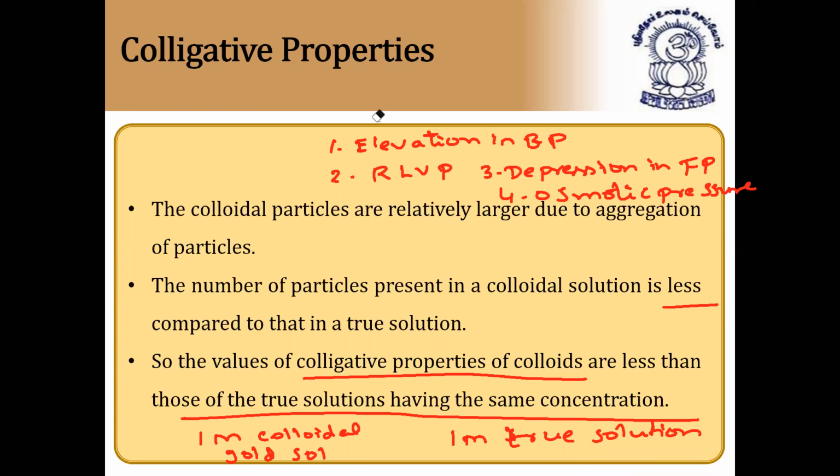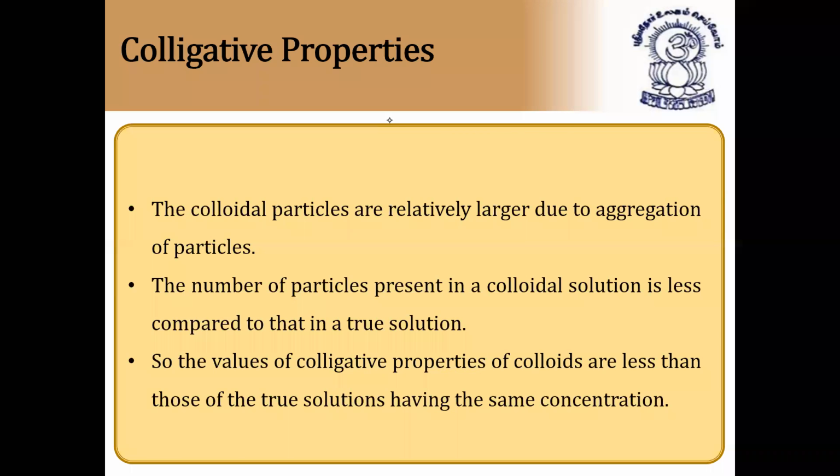Even if you take a true solution of gold salt and a colloidal solution of gold having the same molarity, the colligative properties of the colloid are less when compared to those of the true solution. I hope it is clear. See why it is happening: the number of particles present in a colloidal solution is less compared to that in a true solution, due to which automatically the colligative properties will also be less.